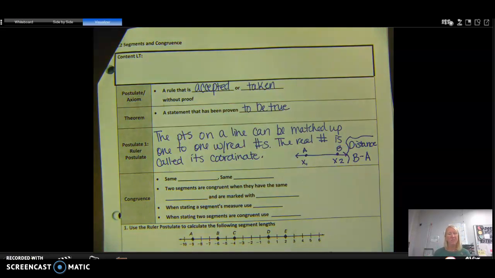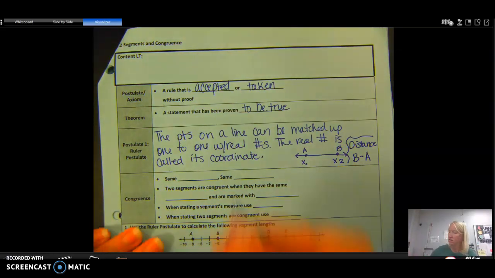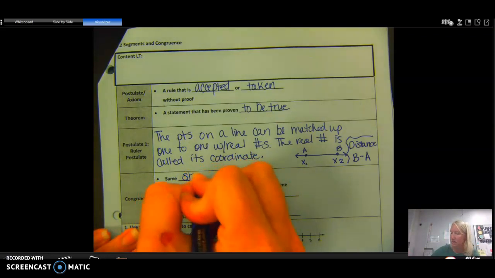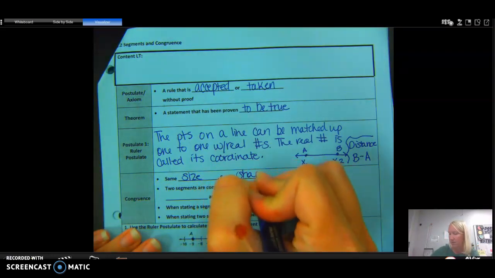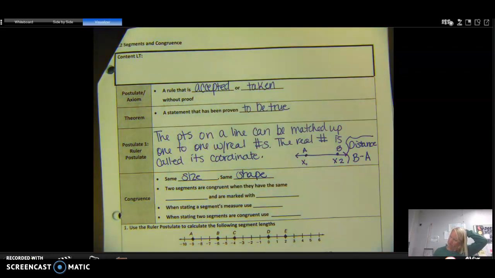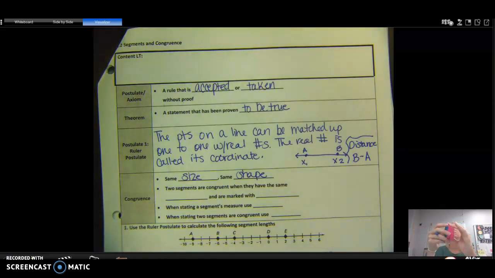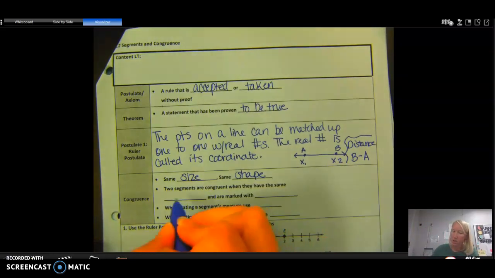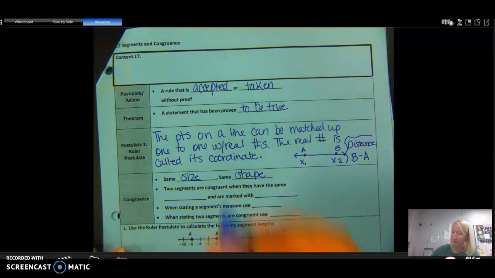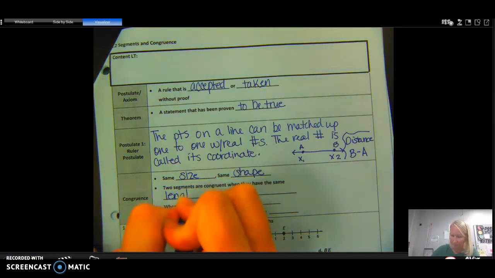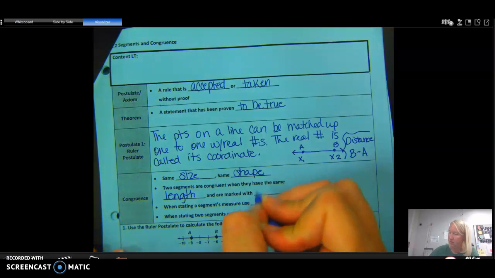Congruence. Congruence kind of means the same, right? It means that it's the same size and the same shape. So this blue sticky note is congruent to this pink sticky note. Okay, same size, same shape. So almost equal in another sense. Two segments are congruent when they have the same length and are marked with tick marks.